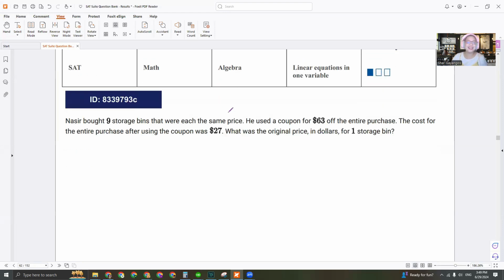Okay, next question. Nasir bought 9 storage bins that were each of the same price. He used a coupon for $63 off the entire purchase. The cost for the entire purchase after using the coupon was $67. What was the original price for one bin? One storage bin.